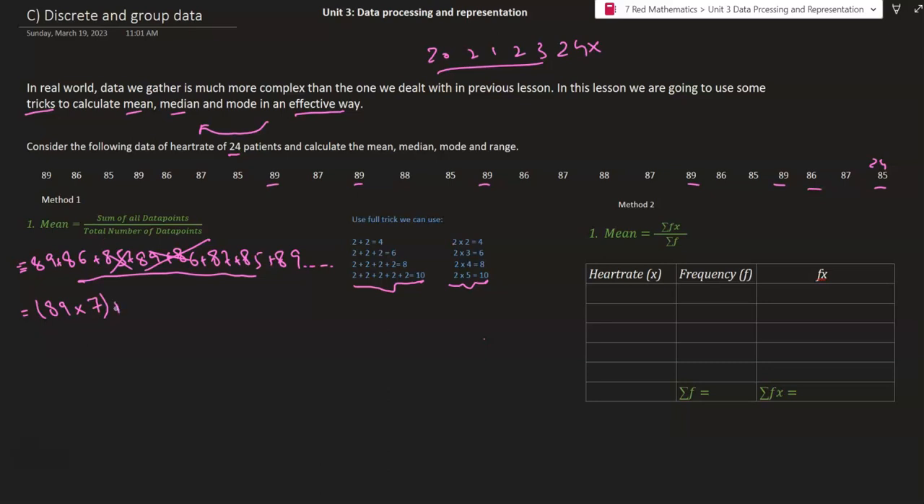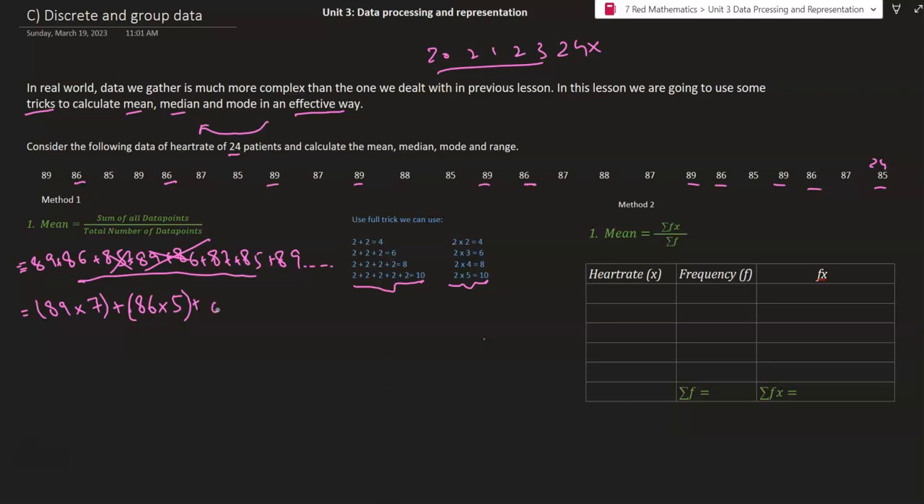Now I'm going to add 86. How many times is 86 repeating itself? 1, 2, 3, 4, 5. It's repeating itself 5 times, so rather than adding 86 five times, I will just multiply it by 5, plus, now we are done with 89 and 86.